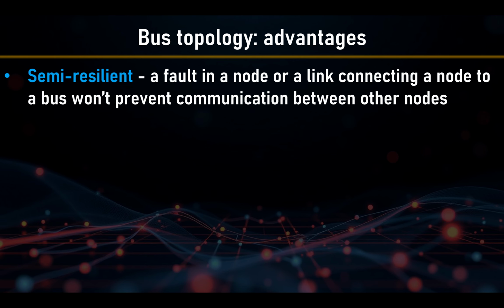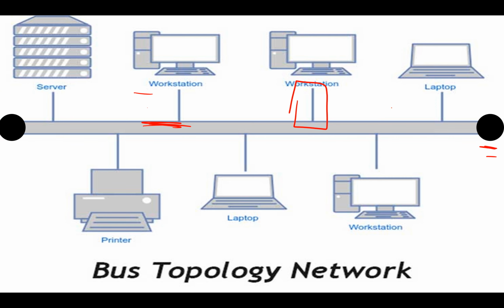Again, let's look at some of the advantages. It's going to be semi-resilient because a fault in a node, or a link connecting a node to the bus, won't prevent communication between the other nodes. Let's say this connection breaks: if this device wants to communicate with this device, this connection here has no effect on that. That's why it's semi-resilient. Of course, if this central bus line breaks, then the whole thing just stops working.